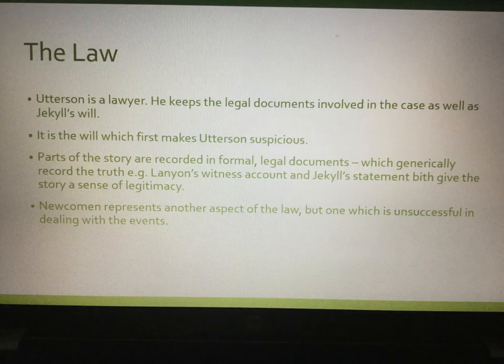We've also got the law as a theme, and Utterson is a lawyer. And he keeps the legal documents involved in the case as well as Jekyll's will. And Jekyll's will is central to the novella. And it is the will that makes Utterson suspicious. So parts of the story are recorded in formal legal documents which generically record the truth. For example, Lanyon's witness account and Jekyll's statement, both give the story a sense of legitimacy. Newcomen represents another aspect of the law, but one which is unsuccessful in dealing with the events.